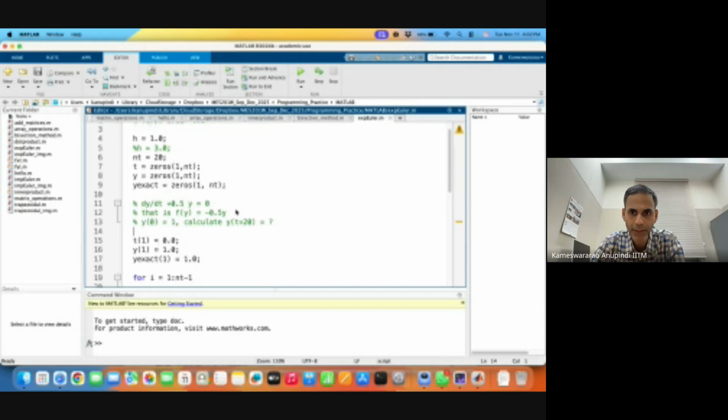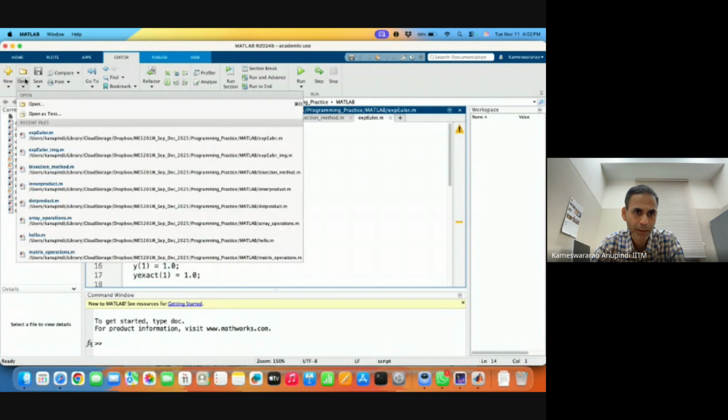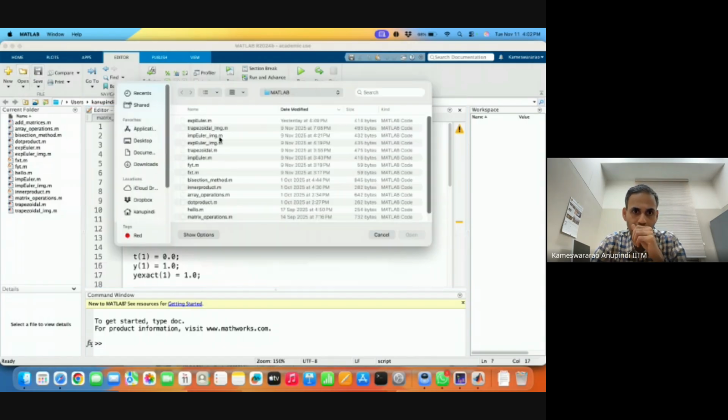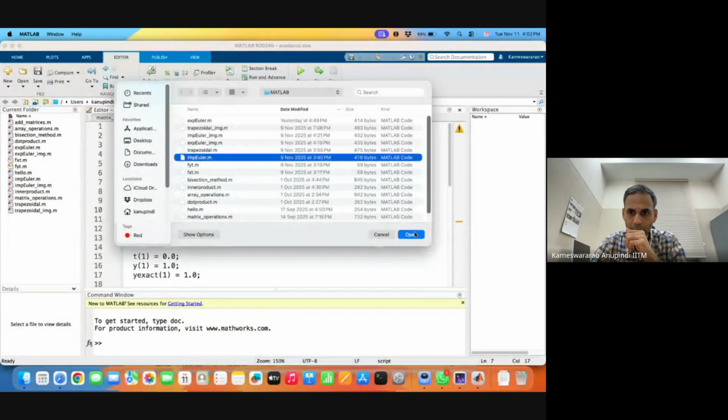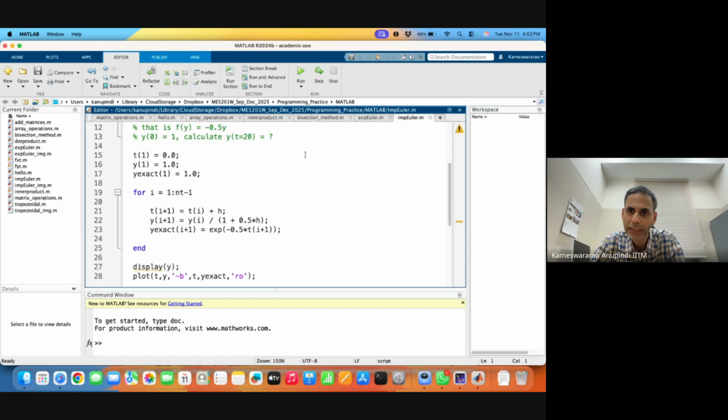We already looked at the explicit Euler method. Let's look at the implicit Euler method. So let's open implicit Euler. This implicit Euler method is exactly the same as before, most of the code is the same, except that the yn plus 1 expression is different, right?